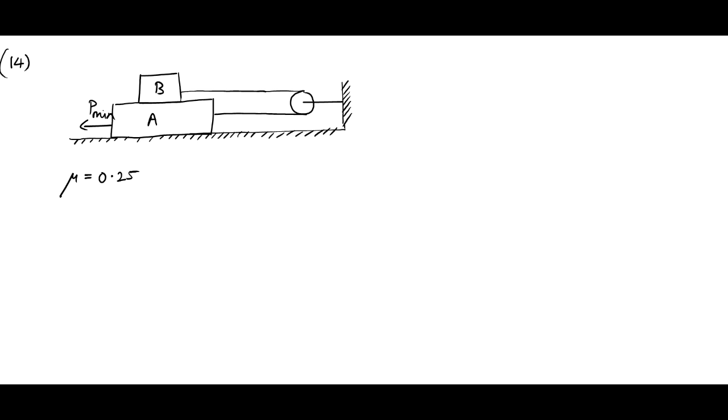Now you must visualize how will the system move. When you apply the minimum force or something larger than the minimum force over here, then block A will actually move towards the left and block B will slide on top of block A, and to an observer on the ground, block B will appear to move towards the right.